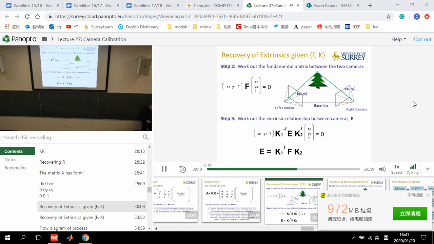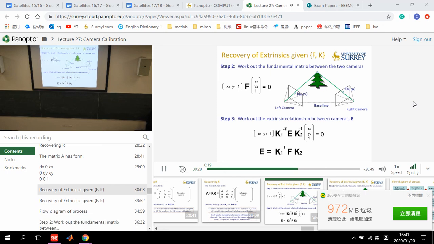If we want to recover the extrinsics given an F and a K, the K being obtained through the method I've just outlined today, decomposing the elements of the camera projection matrix from those 6 corresponding points, and the F obtained using the method I outlined in lecture 24 in the previous hour, where we use the 8-point algorithm to estimate F, or a robustified version of it using RANSAC.